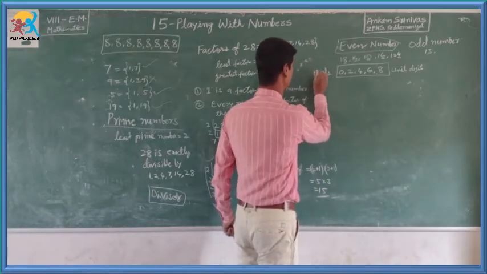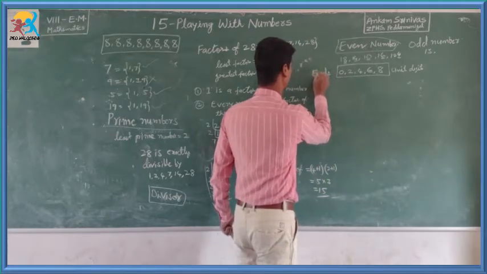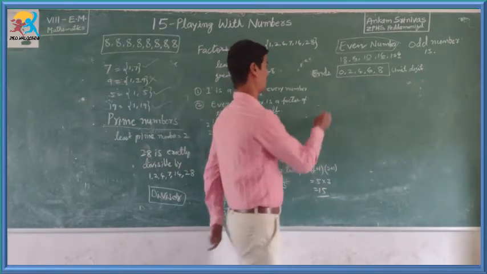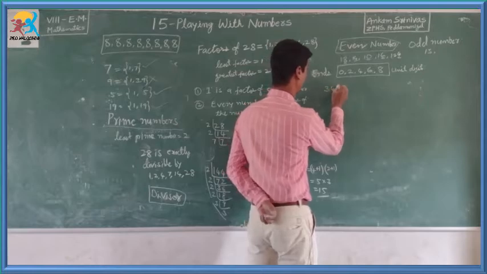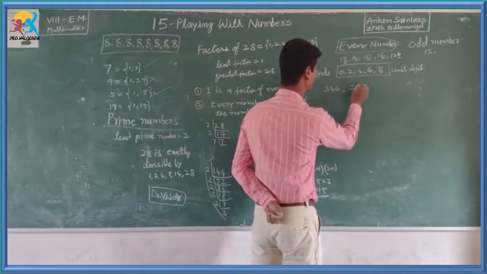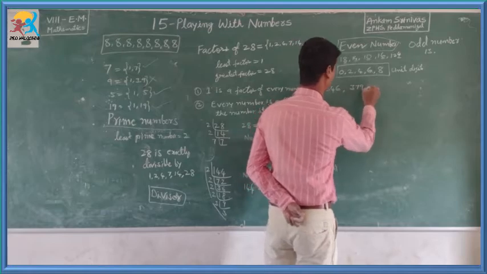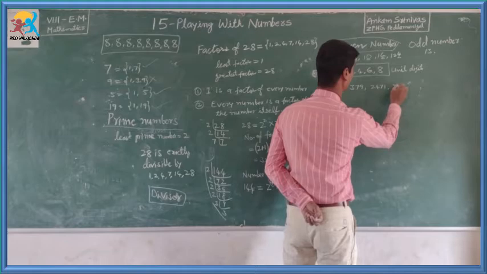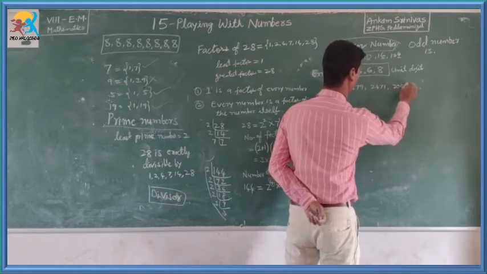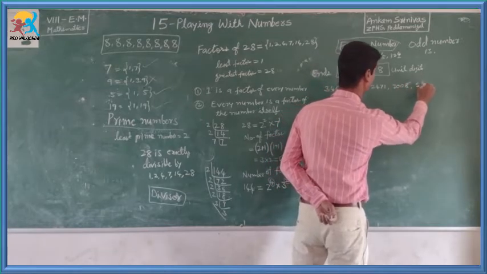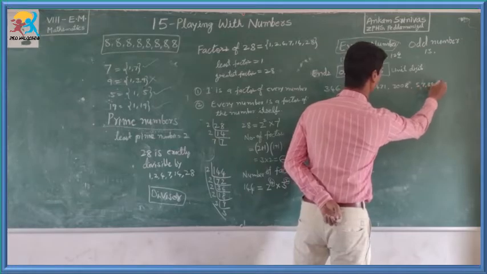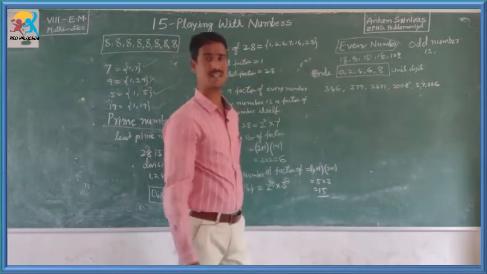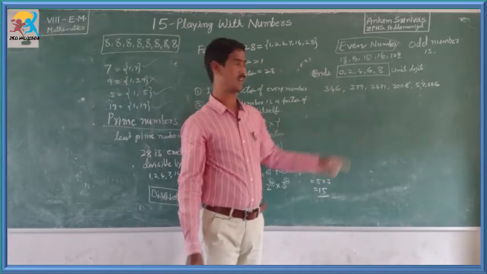So here I will give some numbers. Check whether they are divisible by 2 or not. 346, 379, 2491, 3408, 557, 896. I have written some numbers here. Check whether the given number is divisible by 2 or not.